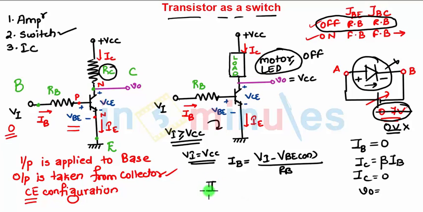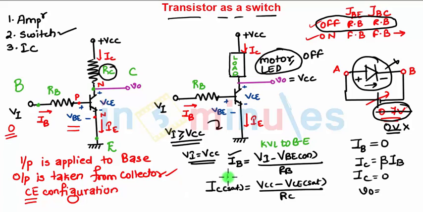And what will be IC? IC will be in the saturation region. What will be the value of IC sat? VCC minus VCE sat divided by RC. How did you get this equation? Applying KVL to the base emitter loop gives this equation, and KVL to the collector emitter loop gives this equation. Starting from VCC minus IC into RC minus VCE, and since there is no resistance in the emitter, we need not consider it, so you will get IC as VCC minus VCE sat upon RC.